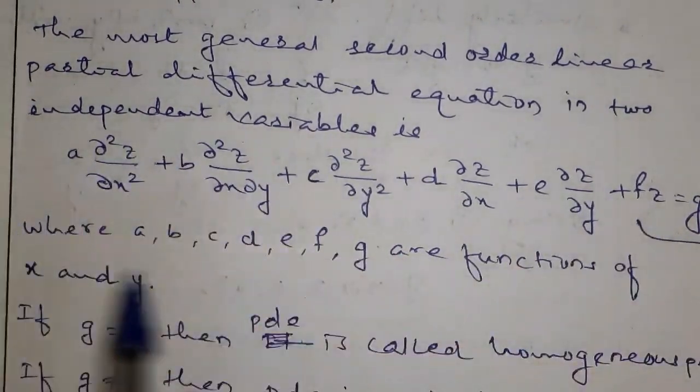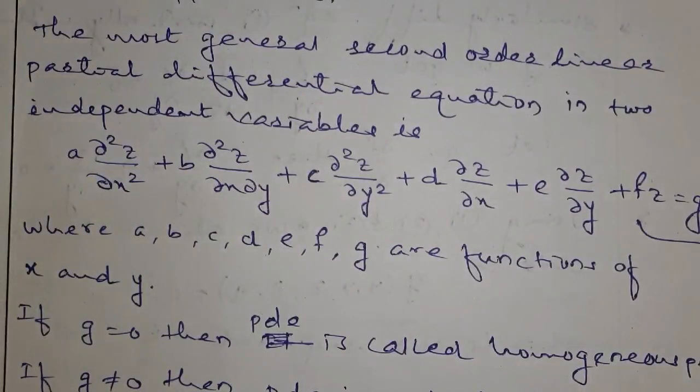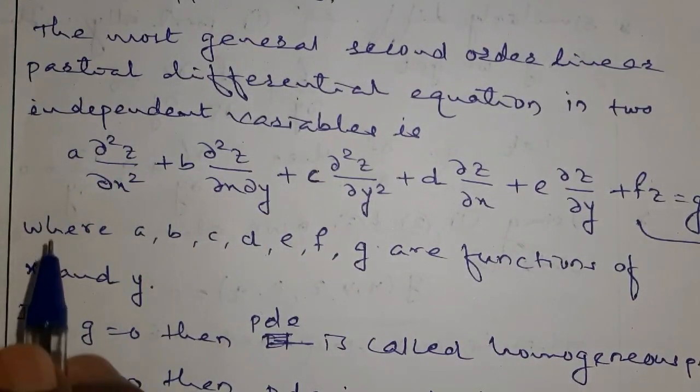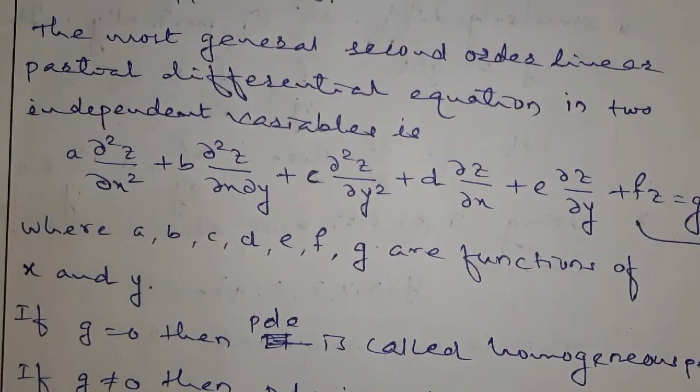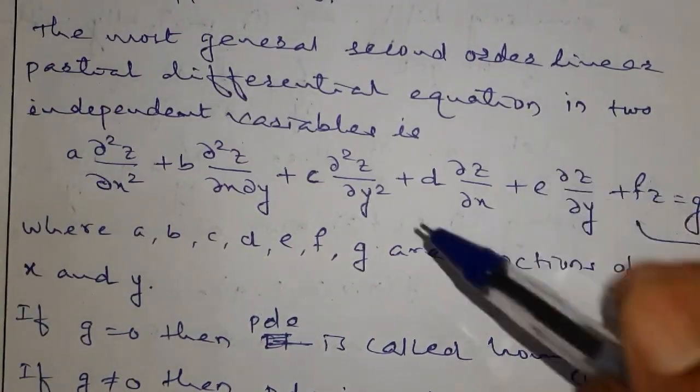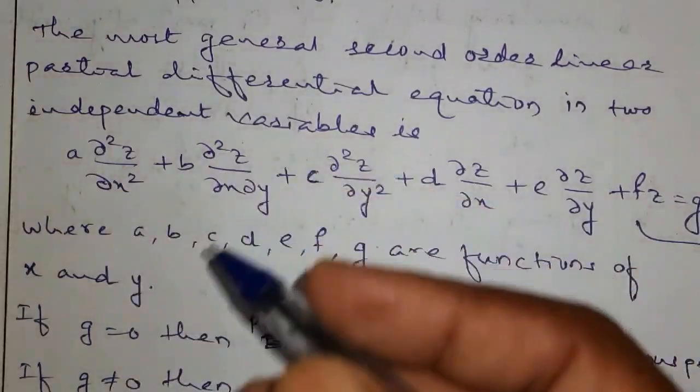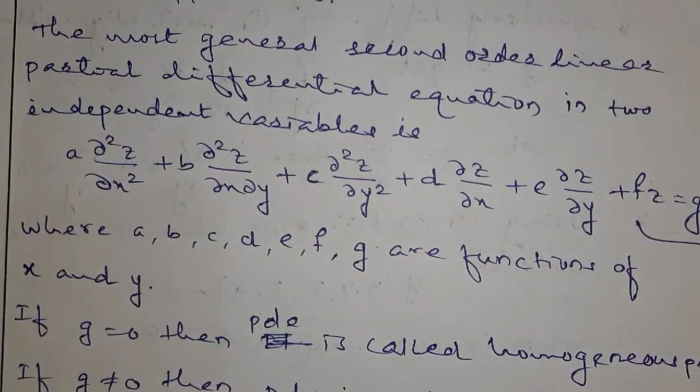It looks so complicated, but we will take it in a simple way, because it is not possible for all this to appear at a time and for us to solve it. We just solve first order first, and then second order, like that we will solve it. It is a general form, so don't worry about it.